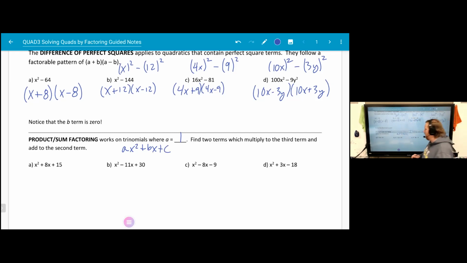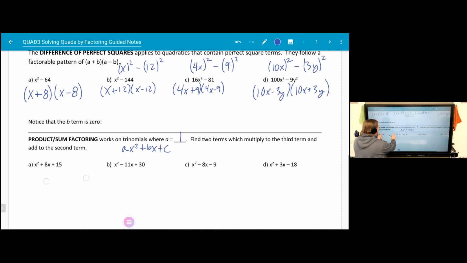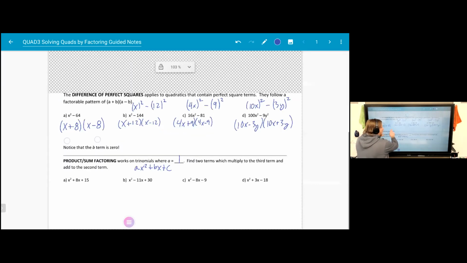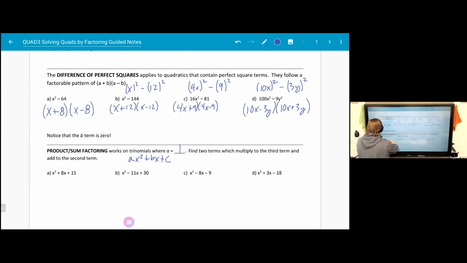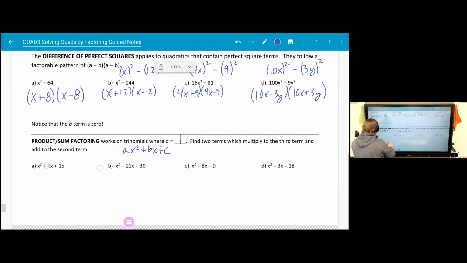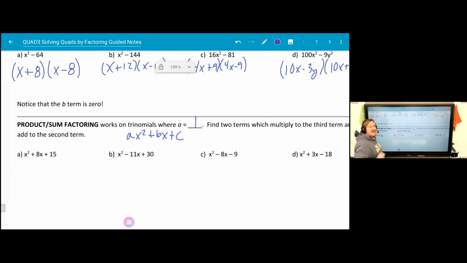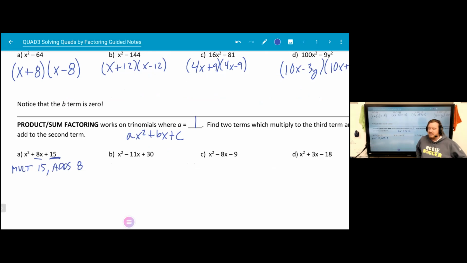And here's how we do this one. Notice how this is just x squared. It says find the two terms which multiply to the third term and add to the second term. In other words, what multiplies to 15 but adds to 8? What multiplies to 15 but adds to 8?